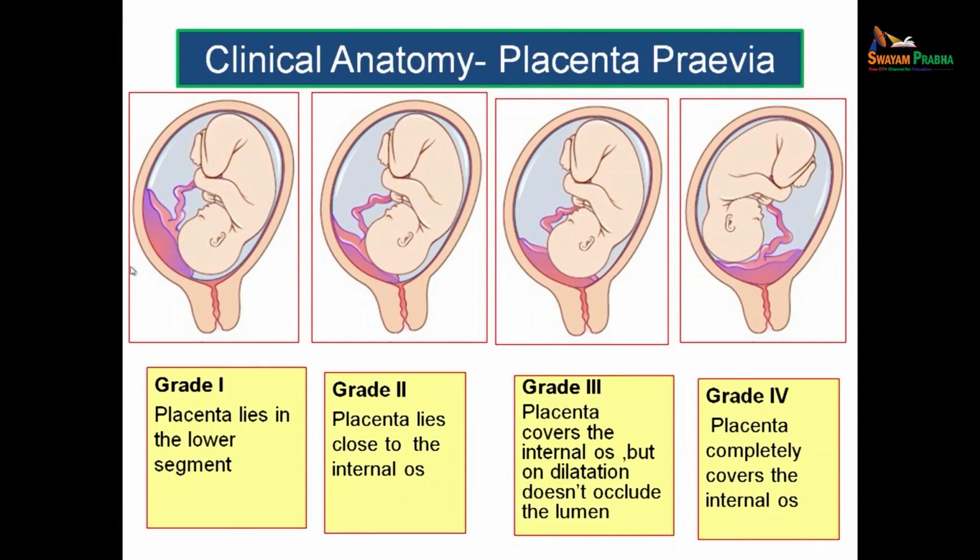Grade 1 means the placenta lies in the lower uterine segment, but it is not reaching the internal os. Grade 2 means it is lying as close as the internal os. Grade 3 means it covers the internal os, but it will not be occluding the internal os, that is when the cervix is dilated it will not be closing the internal os. But when you look at grade 4, you can see that the placenta is completely overlying the internal os, and even when the cervix is getting dilated, it will not be open because the placenta is just closing it like a lid.